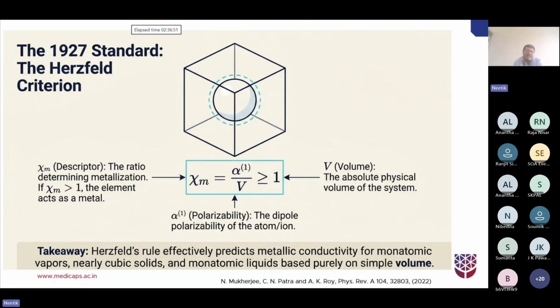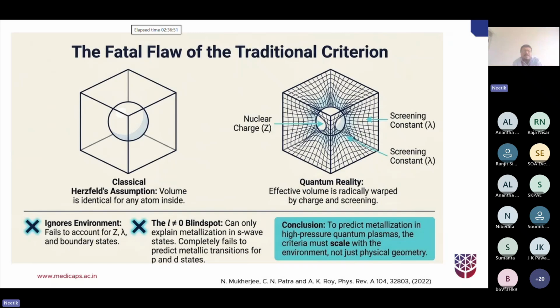But we took this idea and applied it to a confined quantum system, and found that this Herzfeld assumption can be useful to find the metallization. We see that not in the ground state, but particularly in two states, the hydrogen atom becomes metallic at certain values. But the problem is that there is no ground state metallization present. We cannot predict the ground state metallization using this criterion.